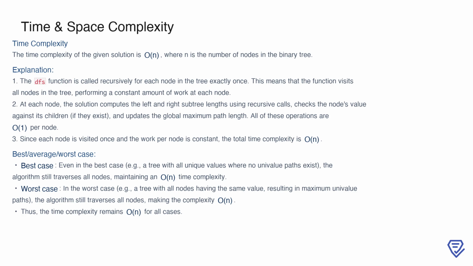Whether we consider the best, average, or worst-case scenarios, the time complexity remains O(n). Even in a scenario where all node values differ or all are the same, every node is still traversed exactly once. This uniform behavior makes the time complexity consistent at O(n), regardless of the tree structure.